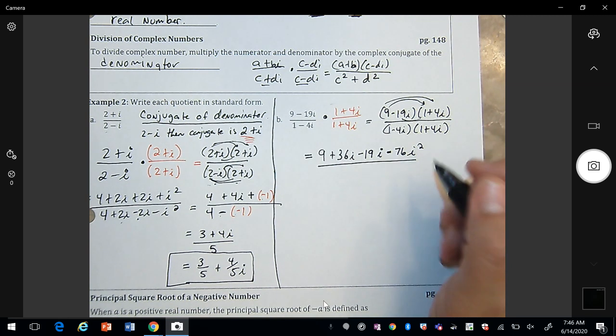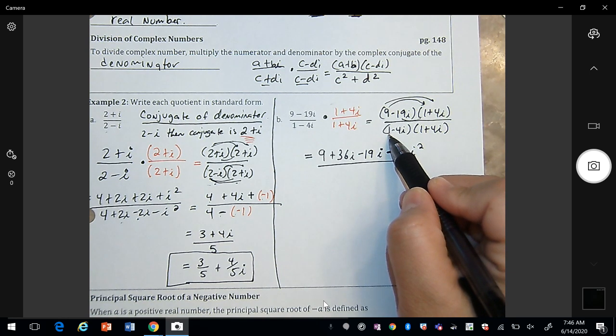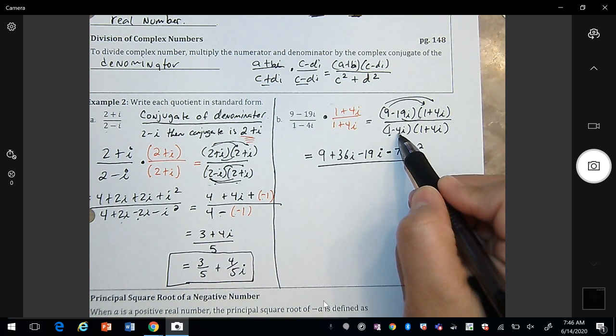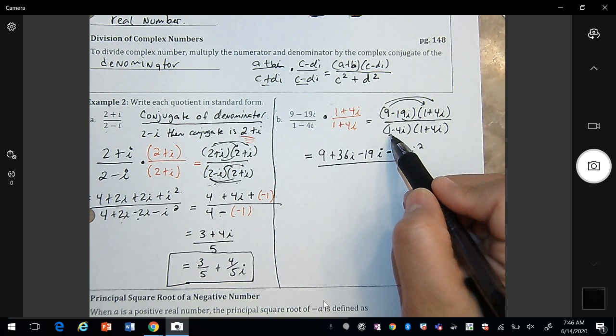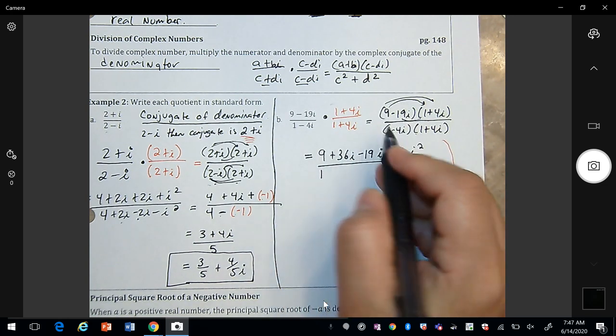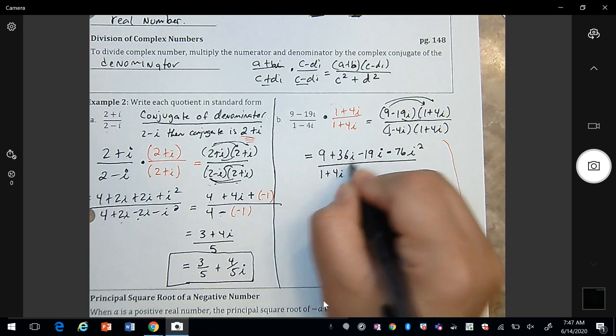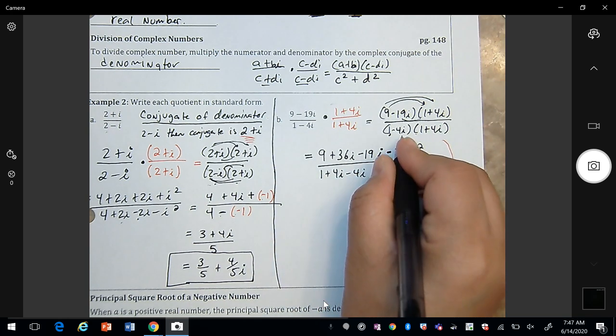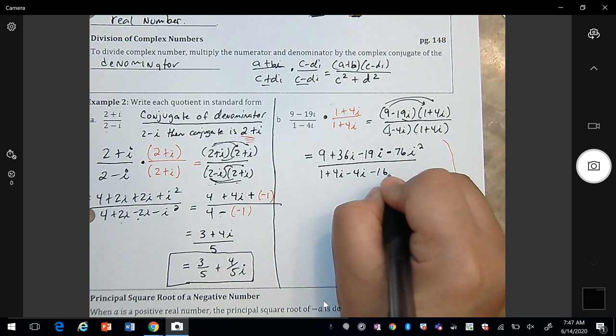And your denominator, again, the shortcut would be to square the 1, which gives you 1, and then square the 4, which gives you 16. 16 plus 1 would be 17. I'm going to write this shortcut over here: square the 1 and square the number in front of i. So we get 17 for the denominator. But I'm going to go ahead and multiply it out. 1 times 1 is 1, 1 times 4i is 4i, negative 4i times 1 is negative 4i, and negative 4i times 4i is negative 16i squared.